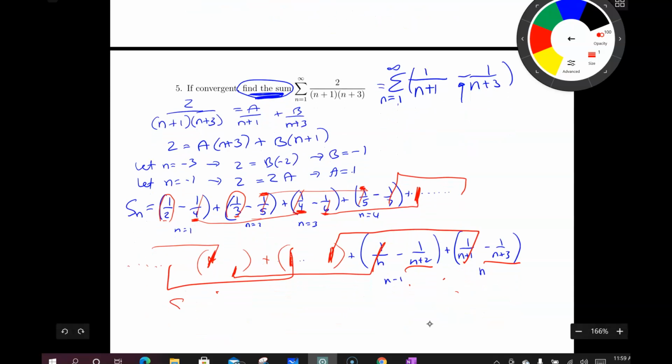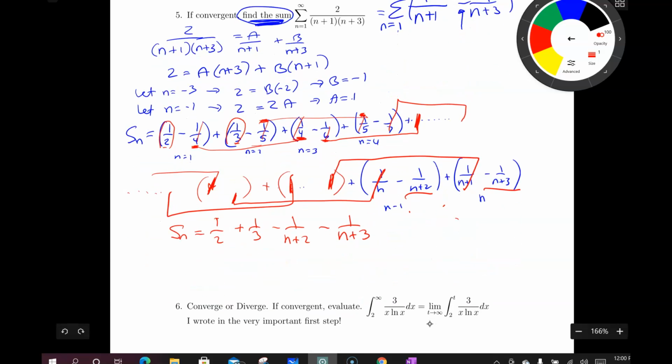So my S sub n simplifies to 1/2 plus 1/3 minus 1 over n plus 2 minus 1 over n plus 3. These are really long problems, and I'm going to give you credit for all of the steps. So that's the nth partial sum.